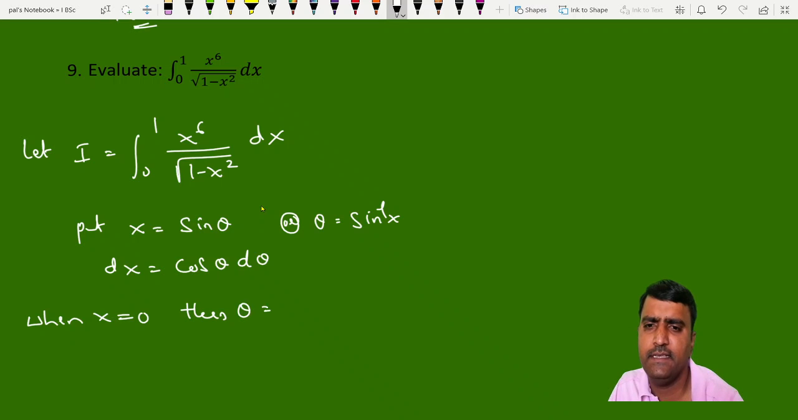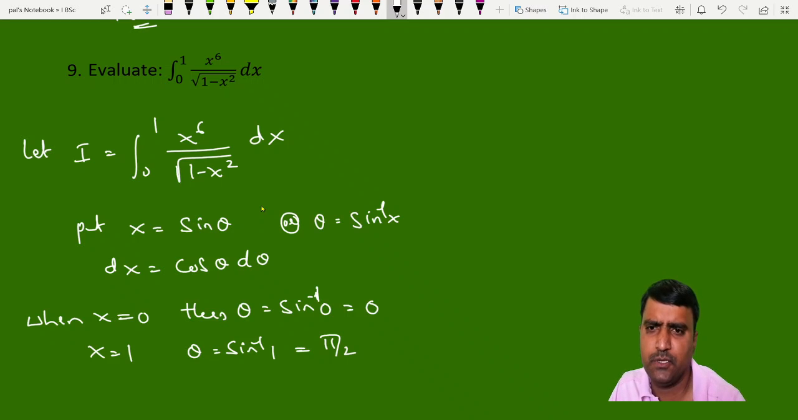What is theta? Theta is equal to sin inverse of 0. Sin inverse of 0 is 0. When x is equal to 1, theta is equal to sin inverse of 1. Sin inverse of 1 is pi by 2.